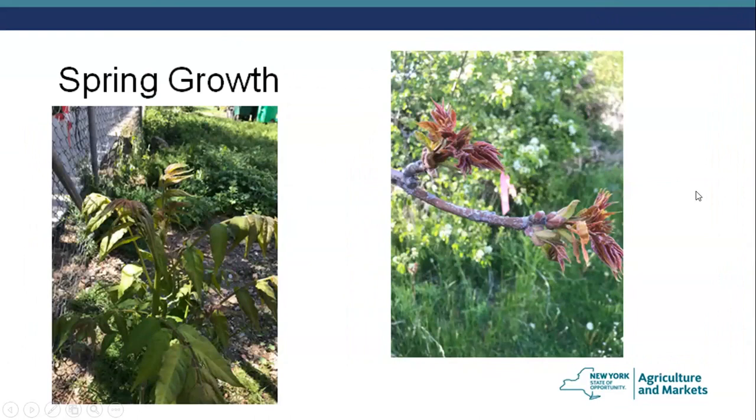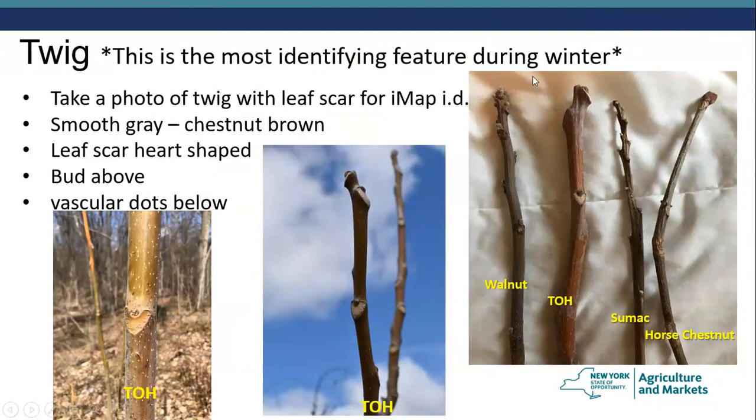The twig is a very identifying characteristic. It says here in the winter time, but also year round. The leaf scar has vascular bundles all around the bottom edge. And this is also a good feature to take a picture of when you're submitting observations to iMap. In the center, I have a picture of Tree of Heaven's twig leaf scar against the sky, and you can see the end is also very distinct.